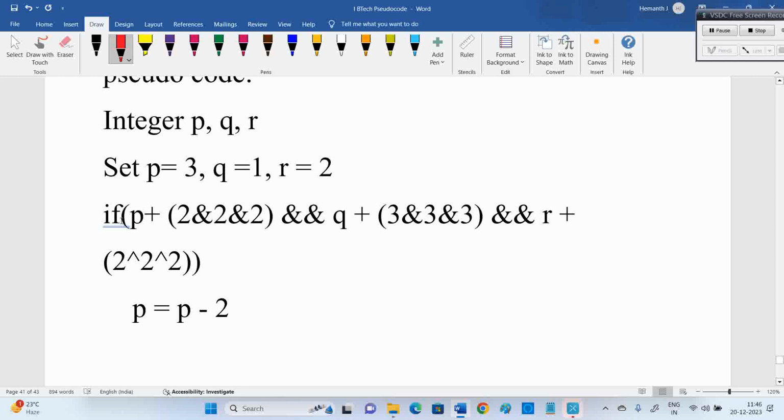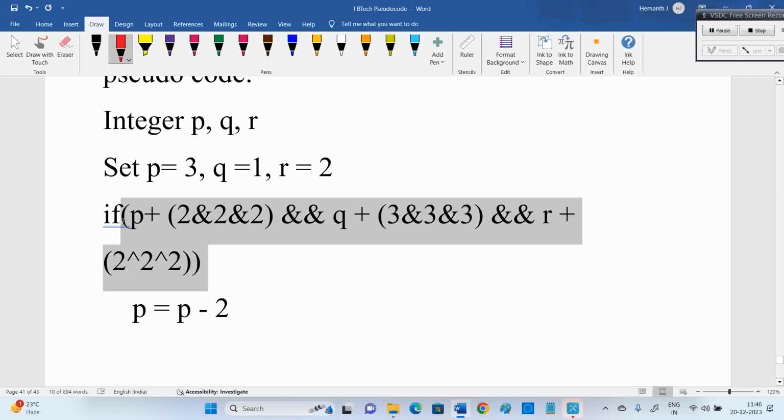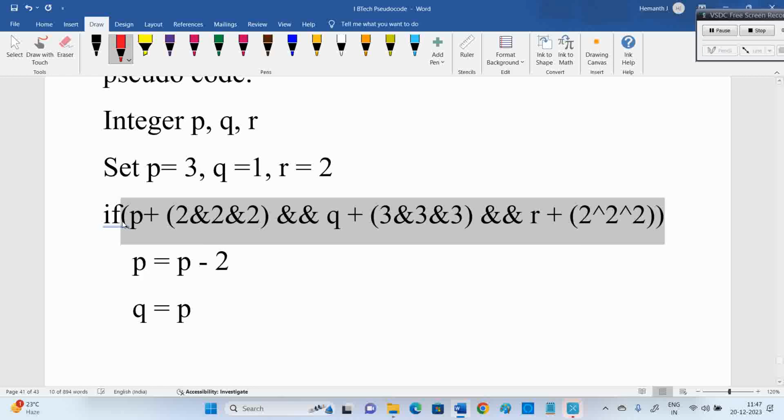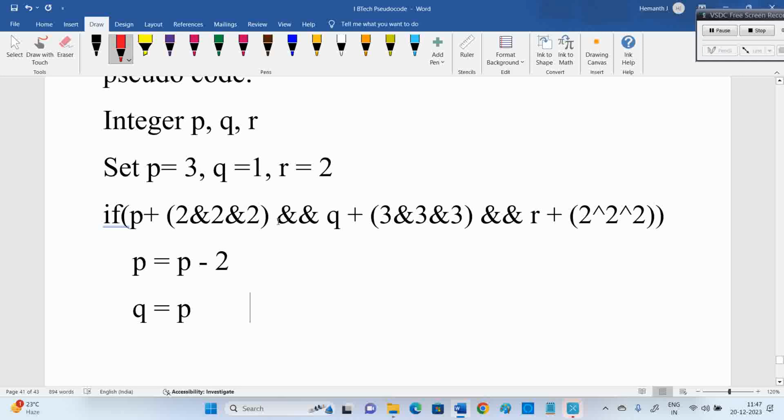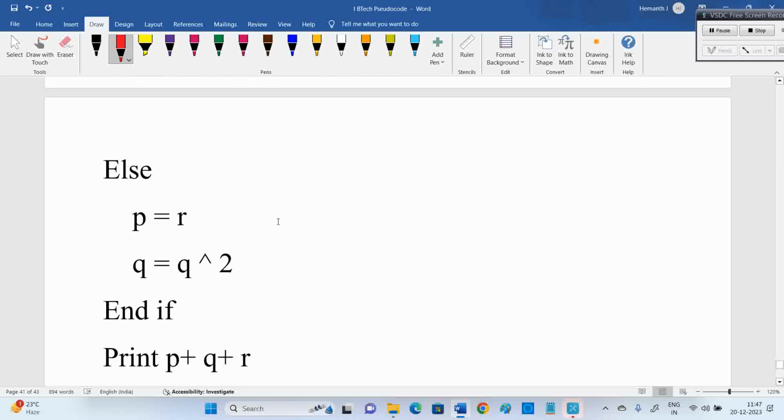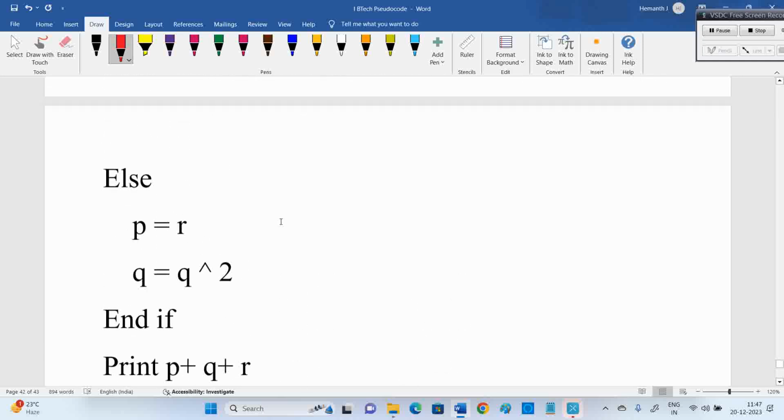Now, this condition is a bigger one. So for these types of questions only I'm talking about. If inside there is a big condition, okay, then else they given print p plus q plus r.